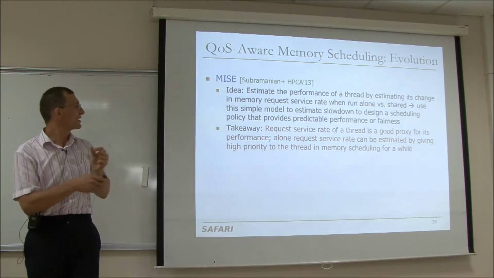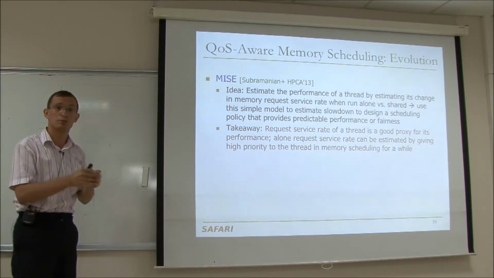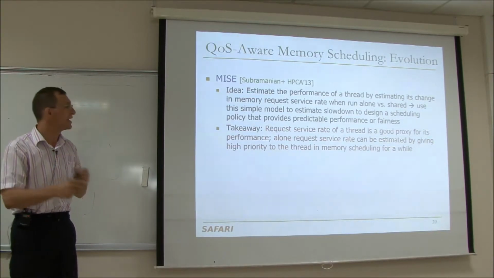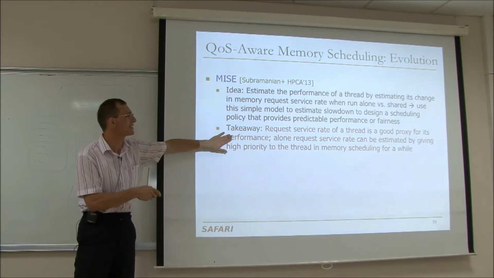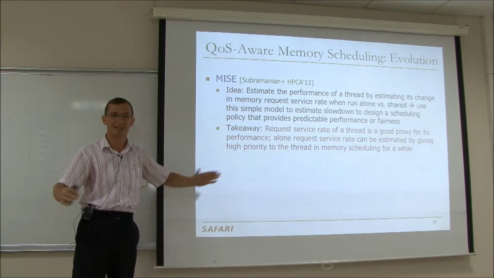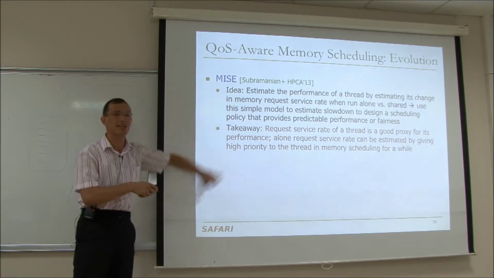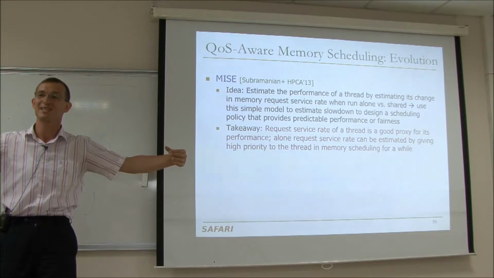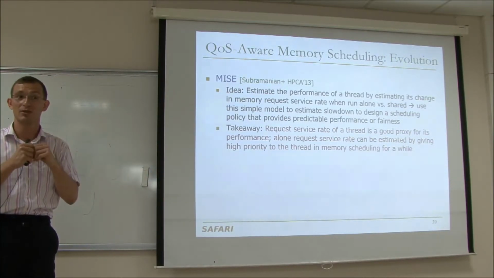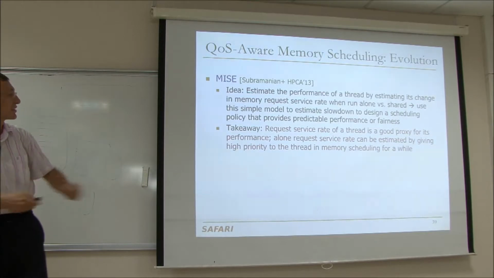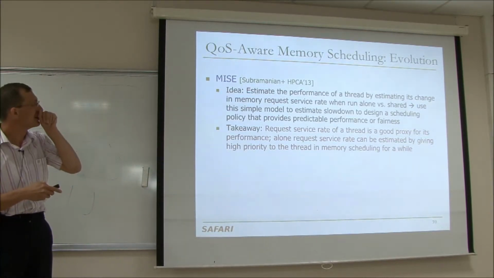The key idea here is you can take the request service rate of a thread as a good proxy for its performance. And you can get that request service rate alone by prioritizing that thread in the memory scheduling for a while. And if you do not understand this yet, we'll get to it. But once you get that slowdown, now you can enable a bunch of different scheduling policies. You can expose the slowdown to the operating system also. And you can do different kinds of scheduling to provide predictable performance. So we'll get to that.